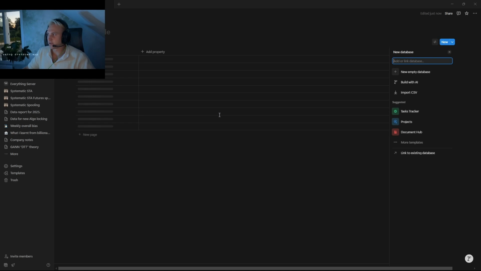Now when you're here, you're going to have a lot of different options. You can just click new empty database. This is what I would suggest. But if you're trading a specific asset, you can download CSV imports from that. This will enable you to get the open, high, low, and close data, which you can then use to train AI models, if you're into those things.